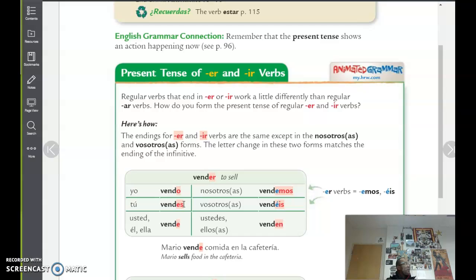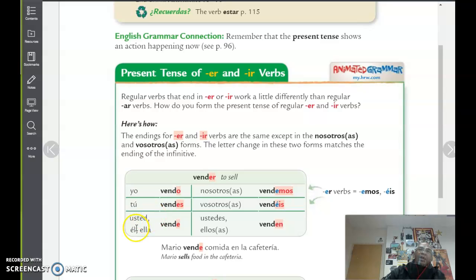Tú hablas, right? Hablas with an AS. Now, for ER and IR verbs, you change the A to an E. So it will be S. Then there, you get rid of ER and put ES. Tú vendes. So the A changes to an E when it's for ER and IR verbs.